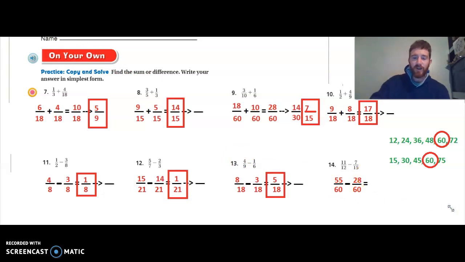Well, hey, don't worry too much about it. But what we just found, I subtracted the wrong number to begin with. But 55 minus 28 is what I should have done, which would give us 27/60ths. And then that's in simplest form. Okay, so that's nice. Golly gee.